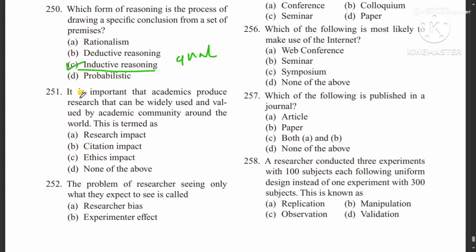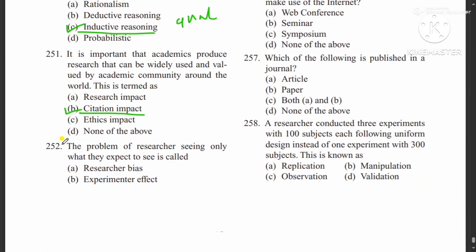Next, it is important that academics produce research that can be widely used and valued by the academic community around the world. This is termed as citation impact. Option B is correct.